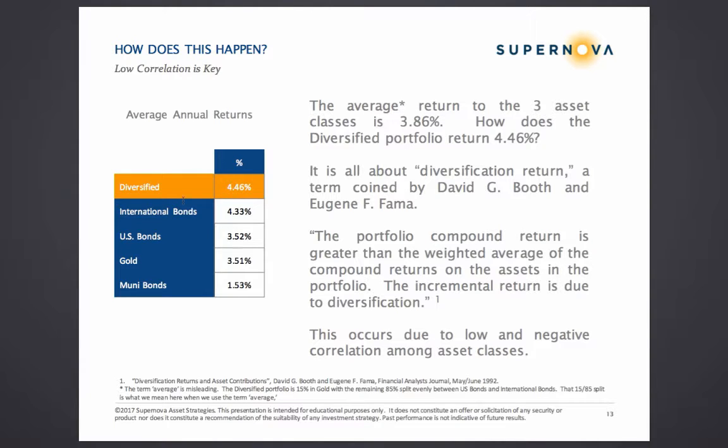Looking at the average annual returns for a moment, and skipping municipal bonds, the average return of these three asset classes was 3.86%, yet that diversified portfolio would have averaged 4.46%. Well, two men, one by the name of David Booth, his name is on the Chicago Business School, and another by the name of Eugene Fama, he won a Nobel Prize, they looked into this, and they called it diversification return. It's the extra return you get merely by combining assets with low and negative correlation and rebalancing.